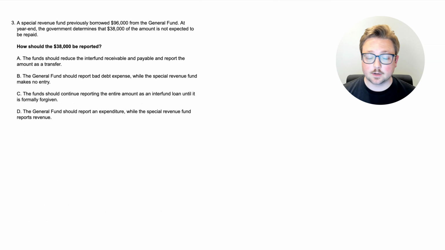All right, here we are at question 3. How should the $38,000 be reported? Let's go up to the top. A special revenue fund previously borrowed $96,000 from the general fund. At year end, the government determines that $38,000 of the amount is not expected to be repaid. So how is this going to be reported? Is it that the funds should reduce the interfund receivable and payable and report the amount as a transfer? Is it that the general fund should report bad debt expense while the special revenue fund makes no entry? Is it that the funds should continue reporting the entire amount as an interfund loan until it is formally forgiven?